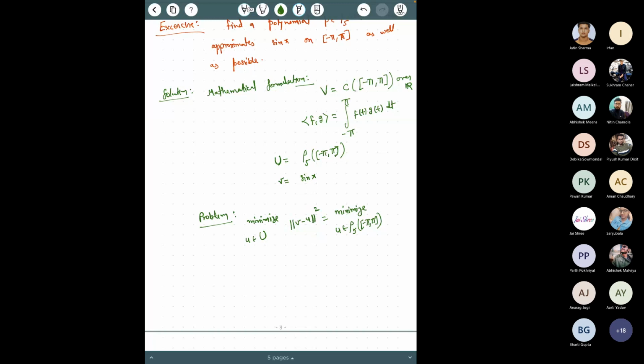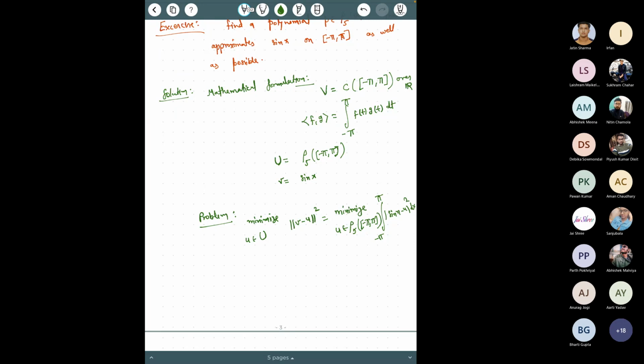So basically it is the integral from minus pi to pi of f(t) g(t). Here f(t) and g(t) are both the same, because the length of V minus U squared is just the inner product of V minus U with itself. So it would be the integral of (sine x minus U) squared dx. Okay, so this is my problem.